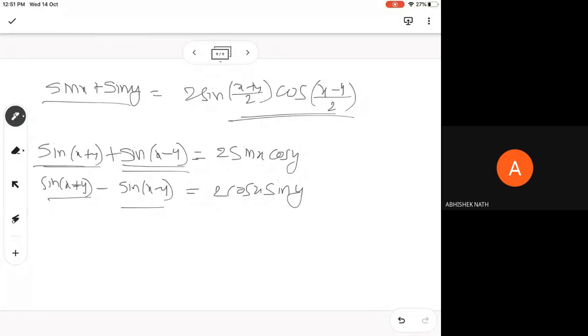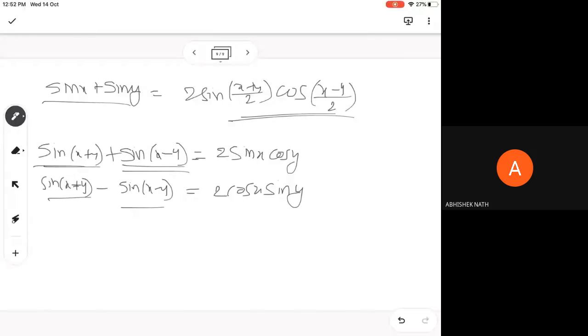Did you understand here? Yes, sir. Did you understand this step? Yes, sir. I have directly written sin (x plus y) and sin (x minus y). Is it clear? Yes, sir, clear sir. Are you understanding? Yes, sir.